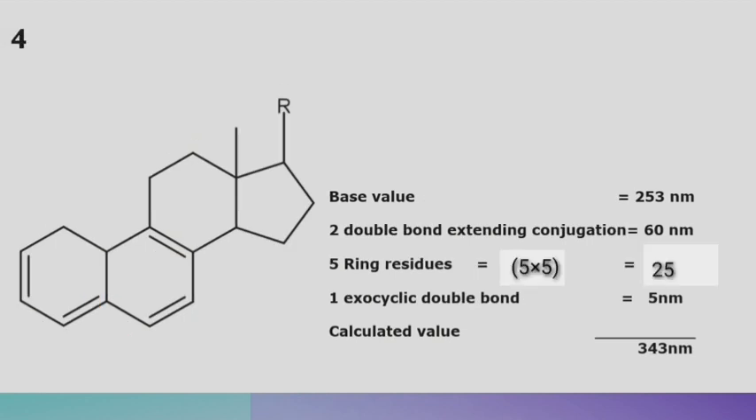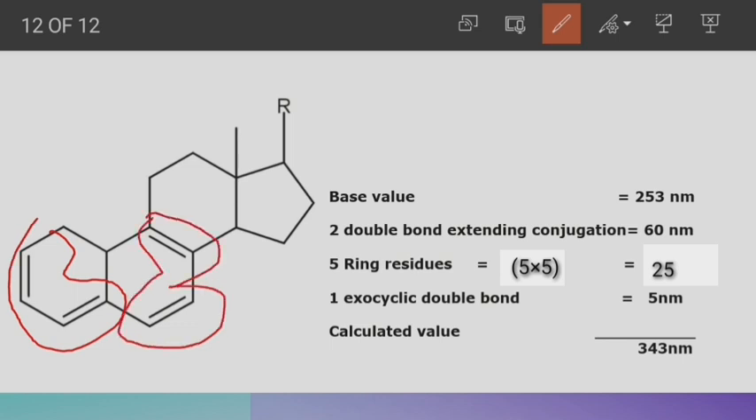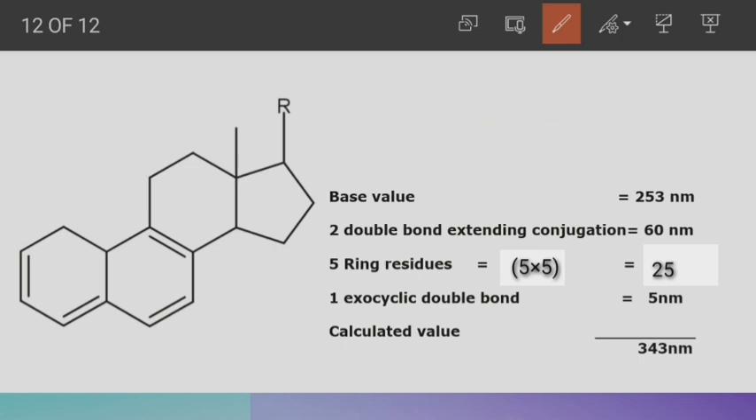Now come to our fourth and last example. So if we mark our conjugate diene, so this is our conjugate diene, and this one is homoannular, this one is also homoannular, and this one is heteroannular in nature. So now there is a confusion which one we should choose as our homoannular conjugate diene. So where the lambda max value is higher, we should choose that one. So in this case, if we choose this one as our homoannular conjugate diene, the value becomes higher.